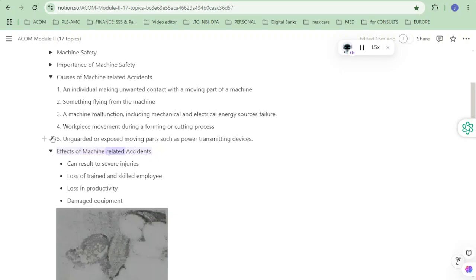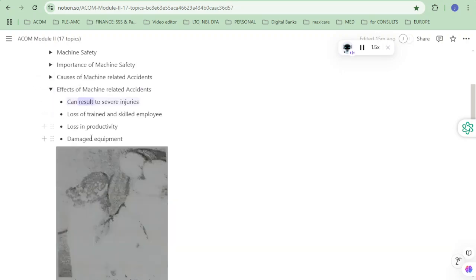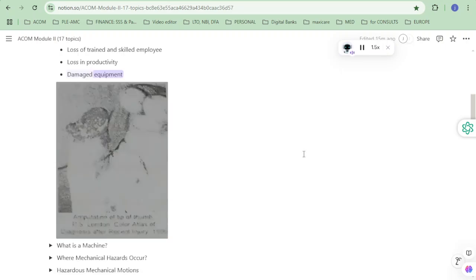Effects of machine-related accidents. Can result in severe injuries, loss of trained and skilled employees, loss in productivity, damaged equipment.